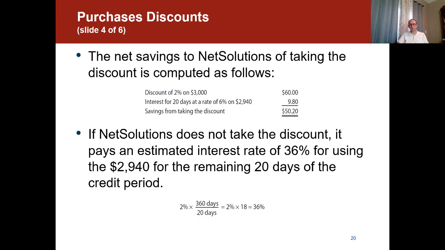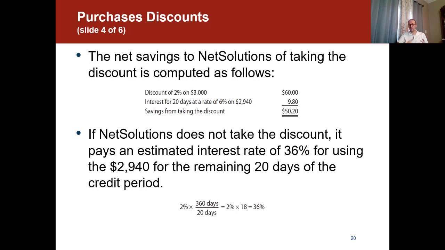And how did we do that? We just take the 2%. Remember, it was only for 20 days, so we convert it to the entire year by multiplying it by 360 and dividing it by 20. And that would be 2% multiplied by 18%. In this case, it's going to be 36%. So if you don't take advantage of this little 2%, in reality, you're not taking advantage of 36% per year.